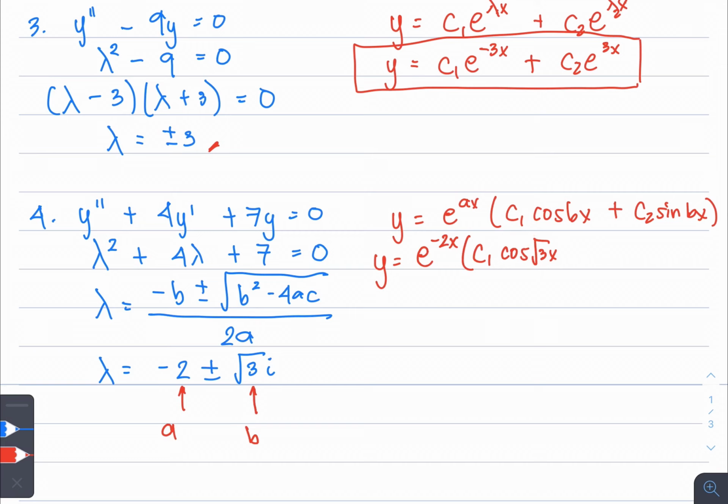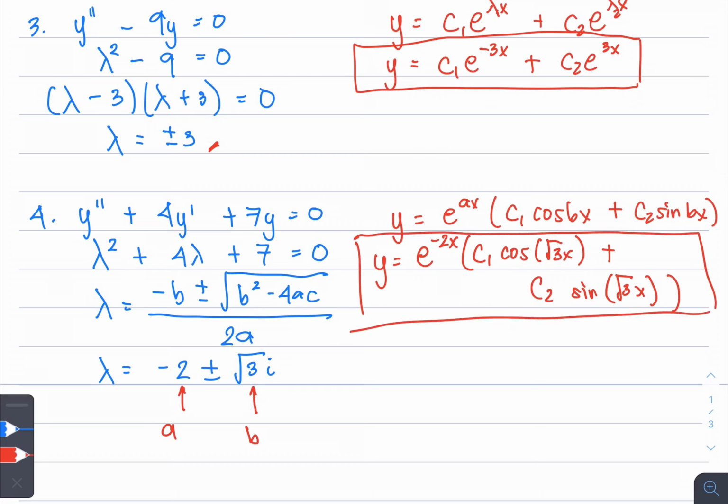So we have e raised to negative 2x times c1 cosine square root of 3x plus c2 sine square root of 3x. So that is our general solution for the fourth ordinary differential equation.